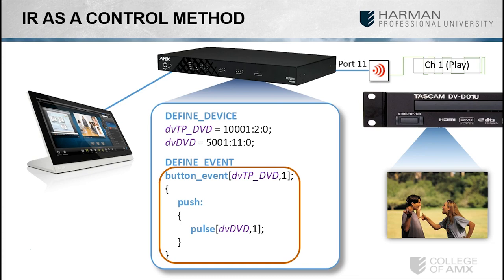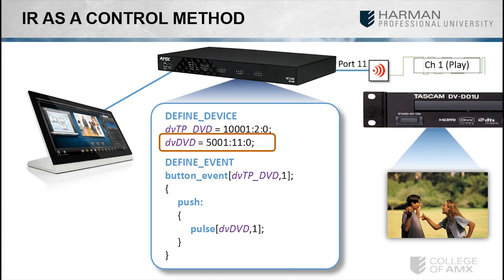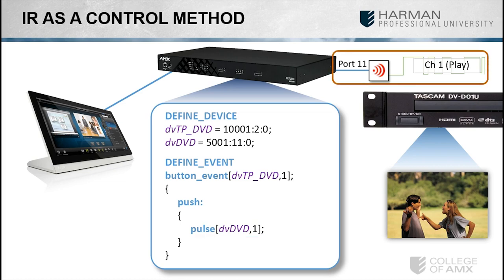Under the define device section of the source code, port 11 on the master is defined as dvDVD. So the code is the statement that instructs port 11 on the master to pulse channel 1 on and then off. Port 11 has an IR file mapped to it. Channel 1 refers to the IR pulse for play for a Tascam DVD player. This IR pulse fires from the IR emitter, which causes the DVD player to play.